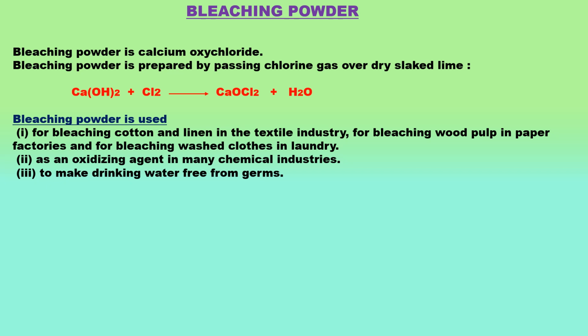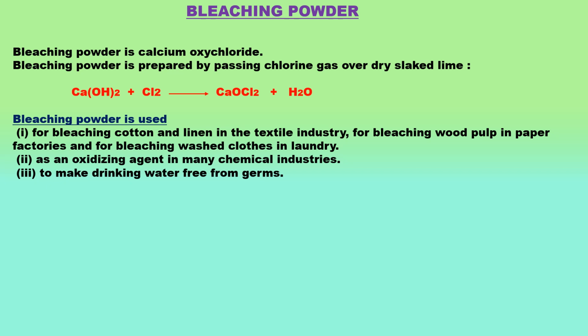Bleaching powder reacts with dilute acids to produce chlorine. The chlorine produced by the action of a dilute acid on bleaching powder acts as a bleaching agent. Thus, the real bleaching agent present in bleaching powder is chlorine.